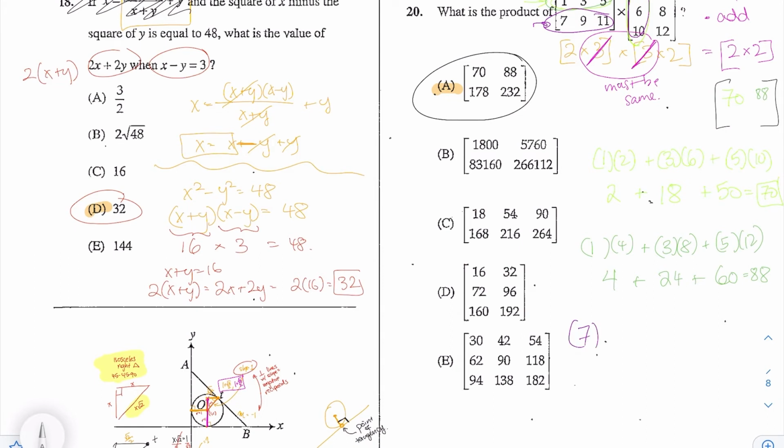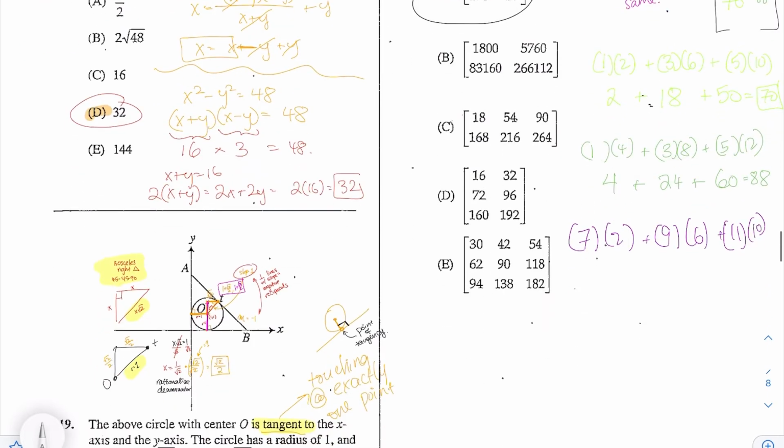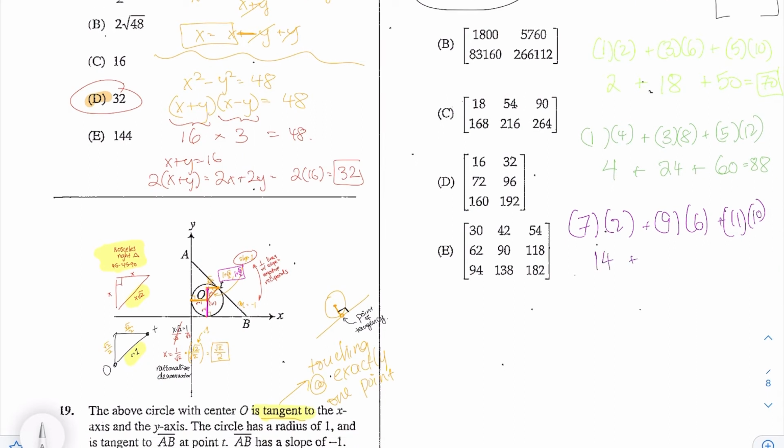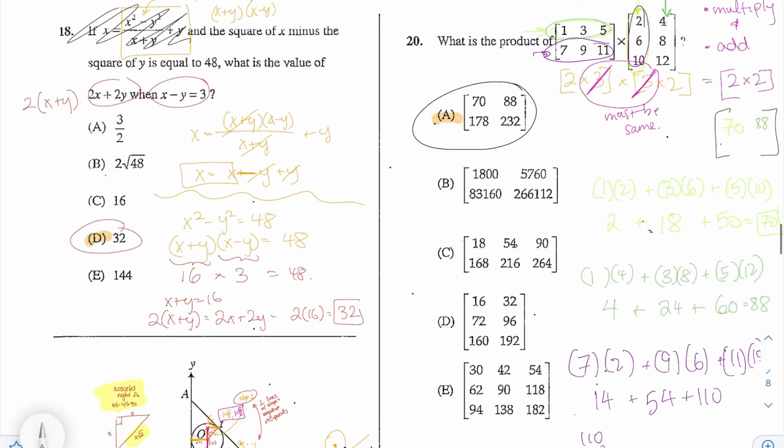So you have 7 times 2 plus 9 times 6 plus 11 times 10. And that's going to be 14 plus 54 plus 110. That's 110 plus 68, or 178. That's going to be the number on the bottom left.